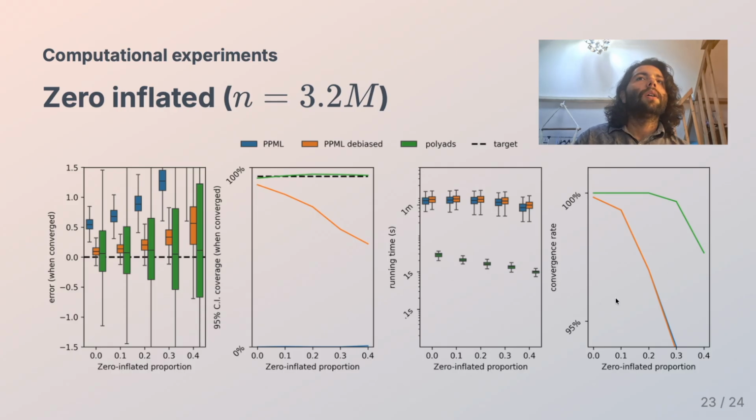And also, in this last graph on the convergence, we see that polyads tends to converge in more samples than PPML and PPML debiased. Although, if we have a high proportion of zeros, a high amount of zeros, we start to find examples where even the polyads method does not converge quite well.